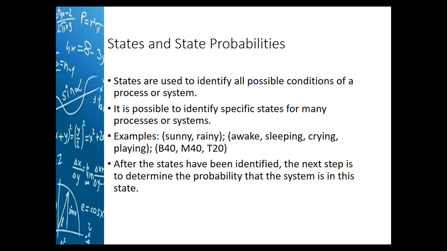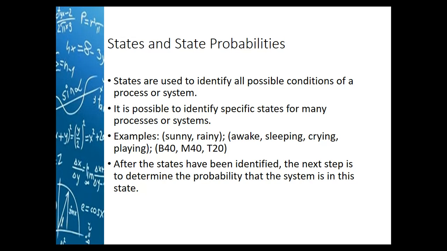Okay, so a state is actually the identification of all possible conditions. All right. So, why is it mentioned there as a condition of a process or a system? Because it does not limit into one particular knowledge or trajectory, for example. Okay, for example, I give you three different scenarios. If you look at the first example, sunny and rainy conditions. Okay, that is a state. One, you have a sunny state, and then you have the rainy state.